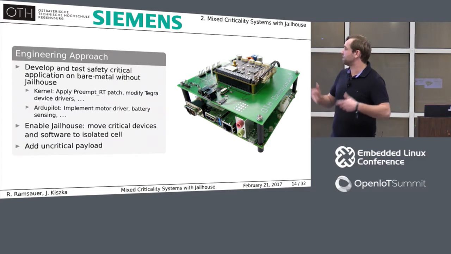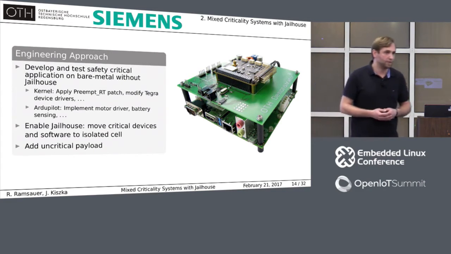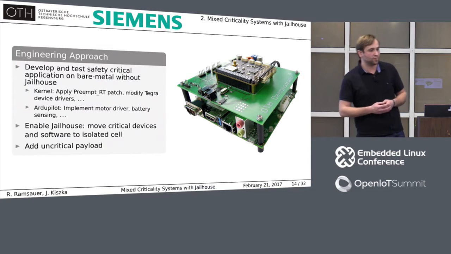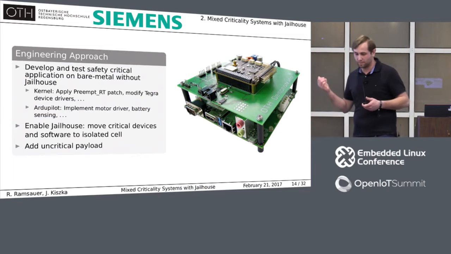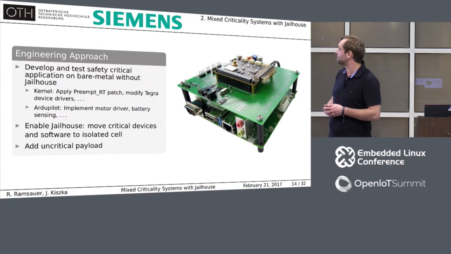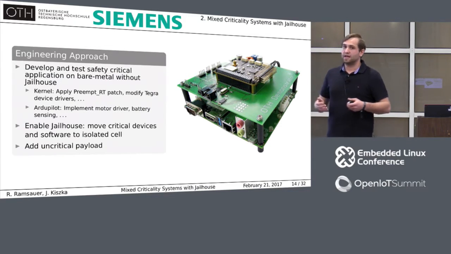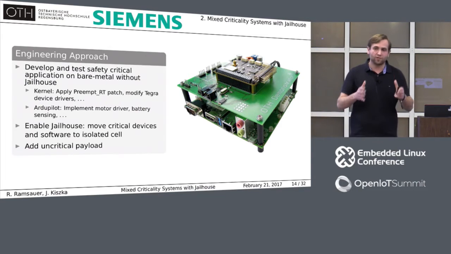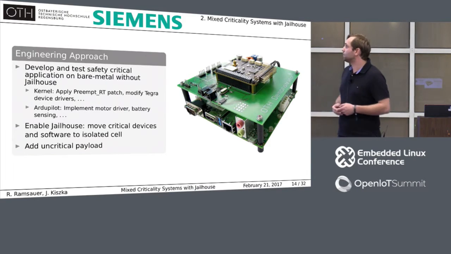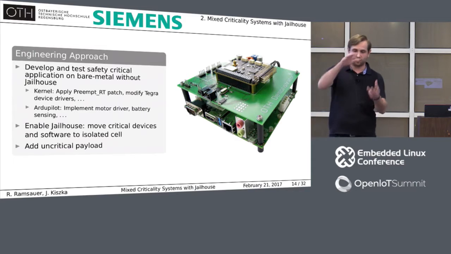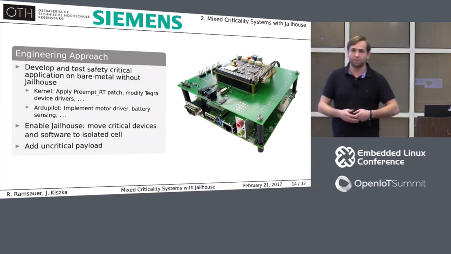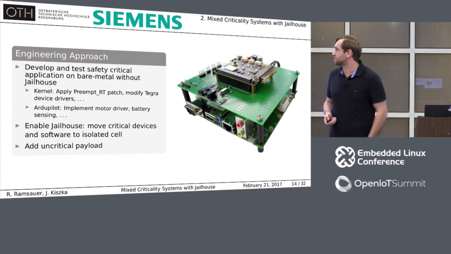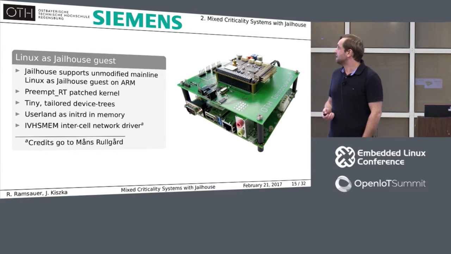We had to implement some motor drivers that were not supported before. We had to implement battery sensing because our hardware was not supported at this point. And this is the stuff that you would have to do in any case. Later on, we enabled Jailhouse and moved the critical software to the critical cell. And we added some uncritical payload running in the rest of the system.